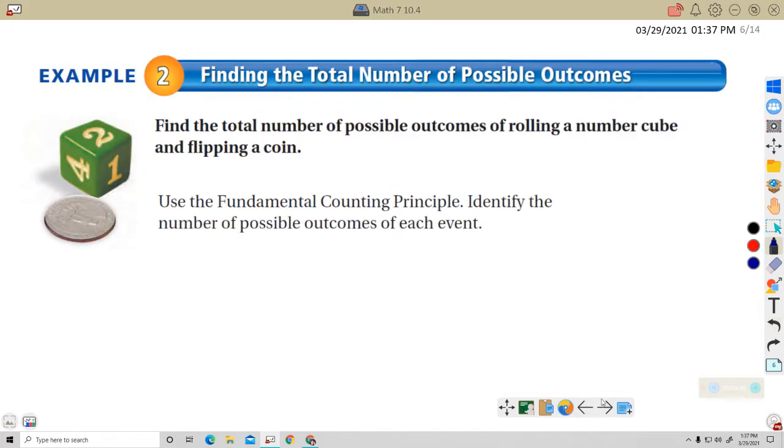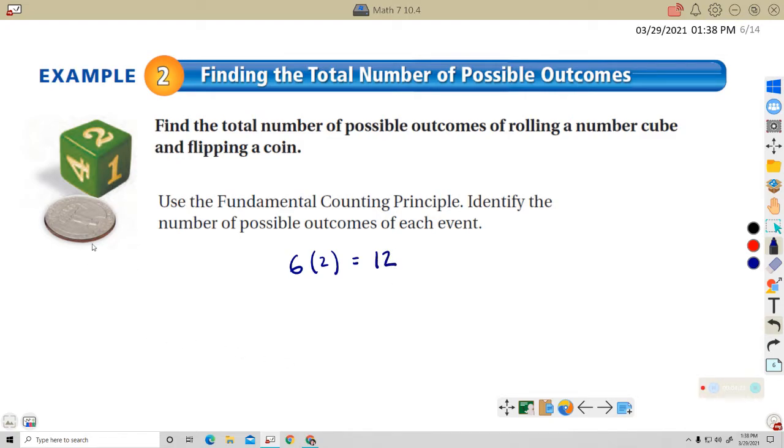All right. Example 2 then, finding the total number of possible outcomes. I like how a lesson kind of rolls together here. Find the total number of possible outcomes of rolling a number cube and flipping a coin. Use the fundamental counting principle. Identify the number of possible outcomes. For a number cube, there are 6 possible results, and then for flipping a coin, there are 2. So the answer is 12.